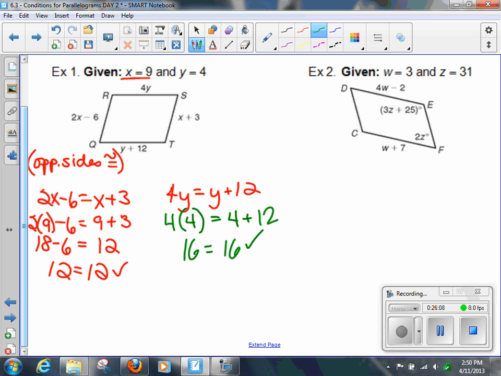So x is equal to 9 and y is equal to 4. Is that figure a parallelogram? Yes, sir. Well, this right here is fine. If you solve it for 4, that's all right too. Either way is acceptable. This isn't doing anything but reinforcing what you've been taught over the last 2 days. Okay? What about example 2?